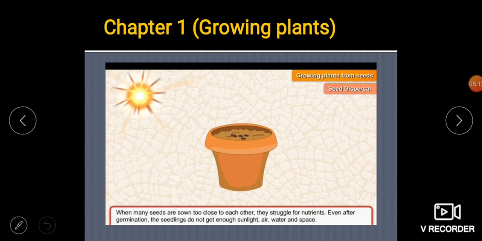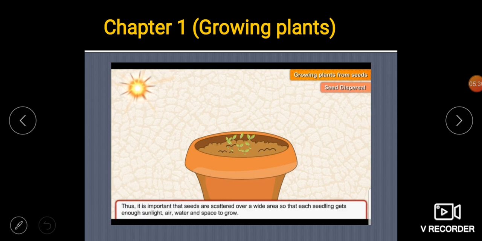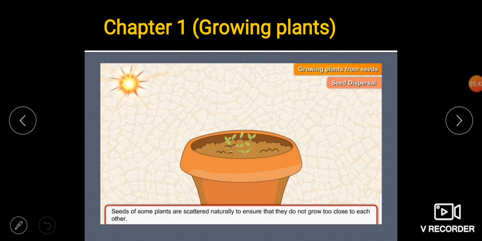When many seeds are sown too close to each other, they have to struggle for nutrients, for space, for water. So, even after germination, the seedlings do not get enough sunlight, air, water, and space, and there are chances that a few seedlings may die. So it is important that seeds are scattered over a wide area so that each seedling gets enough sunlight, air, water, and space to grow. Seeds of some plants are scattered naturally to ensure that they do not grow too close to each other.